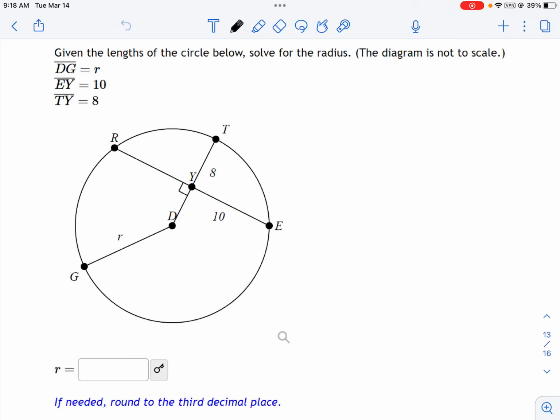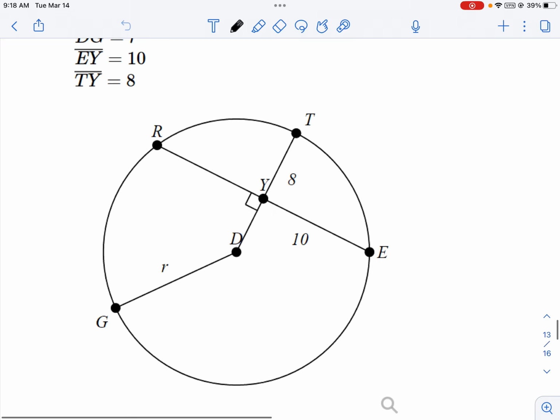Hello and welcome. So we're given the lengths to the circle below. Solve for the radius. Now this is kind of an interesting predicament we're in here. A fun predicament. So first off, let's talk about a few chord properties.